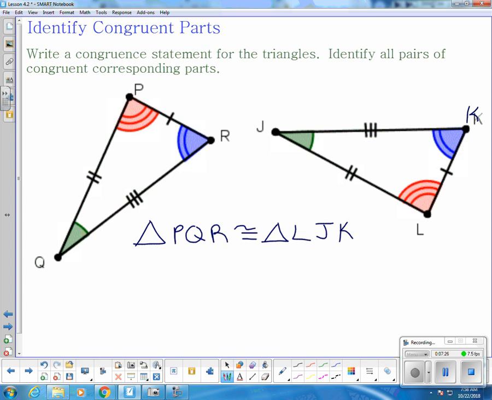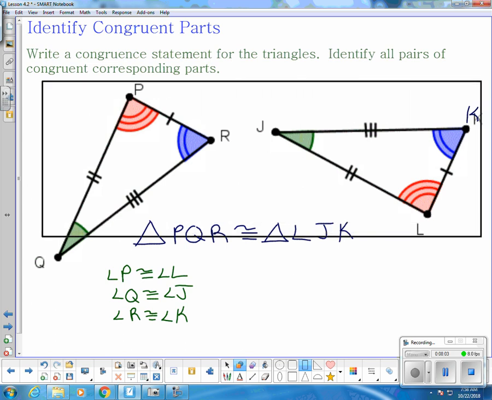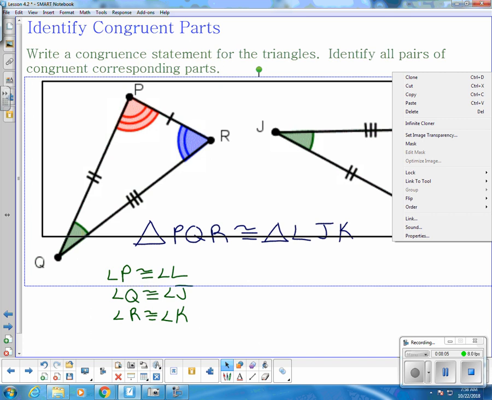All right? Okay. Now, if I have this, let's not look at the picture anymore. Try and look at just the letters. Angle P is congruent to angle L. Angle Q is congruent to angle J. And angle R is congruent to angle K. Everyone agree with that? That's what we just talked about. Now, like I said, we're going to ignore this picture. I don't trust you to ignore it.